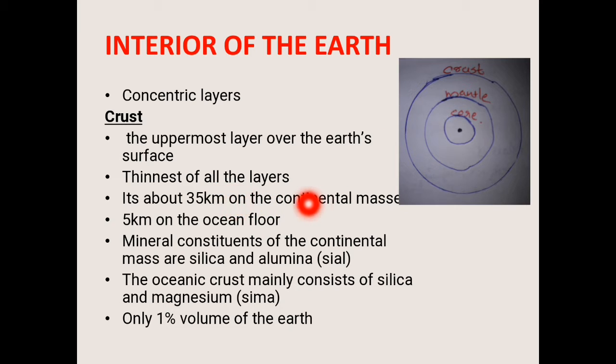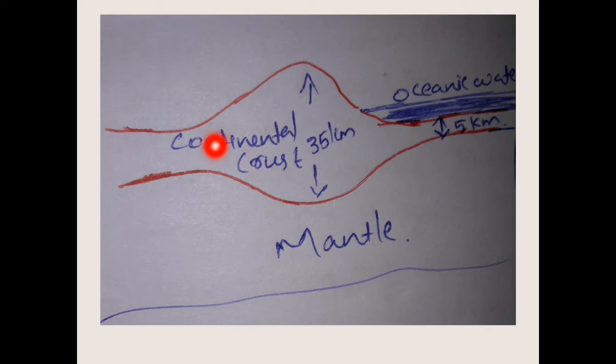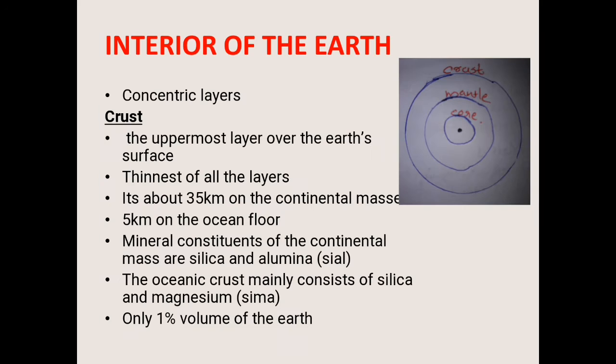It's about 35 km on the continental masses. We know that crust has two components, that is continental crust and oceanic crust. From this figure you can see that this is the continental crust and this is the oceanic floor. The thickness of the oceanic crust is just 5 km and the continental crust is 35 km. The whole continental crust plus oceanic crust constitute the crust, and below crust there is mantle, and below mantle there will be core.